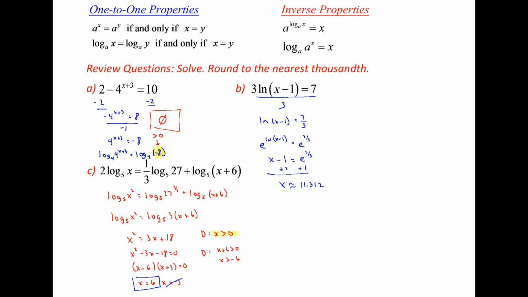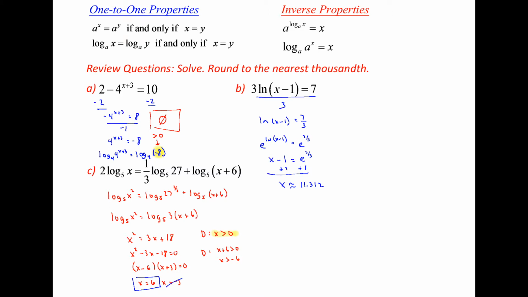Alright, so I went ahead and solved all three of them. On the first one, I subtracted 2 and then divided by -1. So when I went to use the one-to-one property, I got log base 4 of 4 raised to the x plus 3, which was good, because then that canceled to leave me with x plus 3. But on the right-hand side, I got log base 4 of -8, and that -8 must be greater than 0, so therefore, question A has no solution.